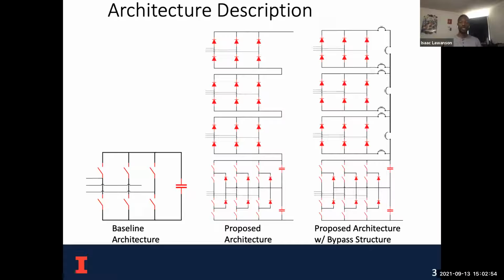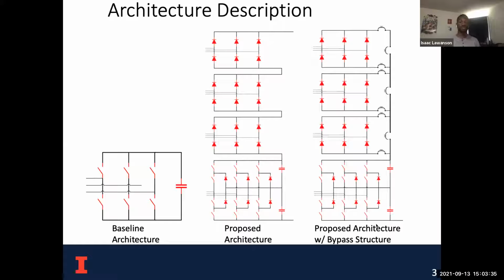And then we have this proposed architecture with bypass structure that is pretty much the same as the proposed architecture, except for these bypass switches over here. They are for isolating failed passive rectifiers so that the system can still produce power when one of these passive rectifiers fails. So all of these converters have a failure condition if their capacitors fail, or if for the baseline, one of the 6 active switches fails, or for the proposed architecture, if one of these diodes fails, or these diodes or these active switches.